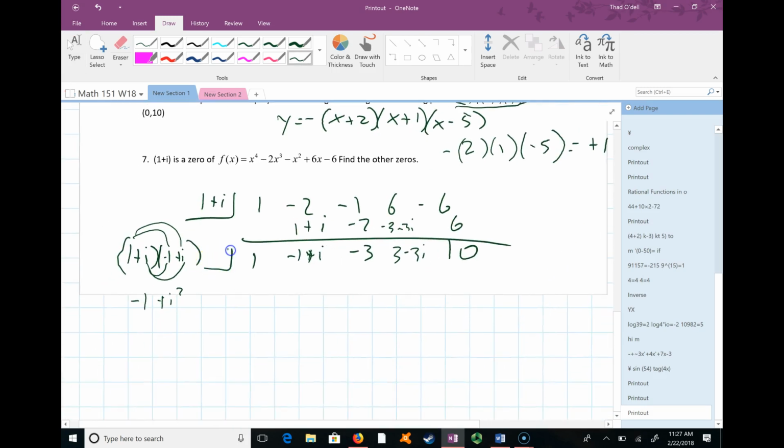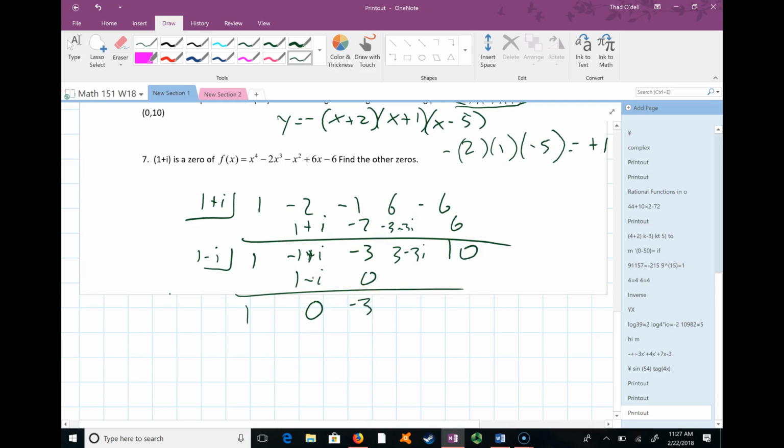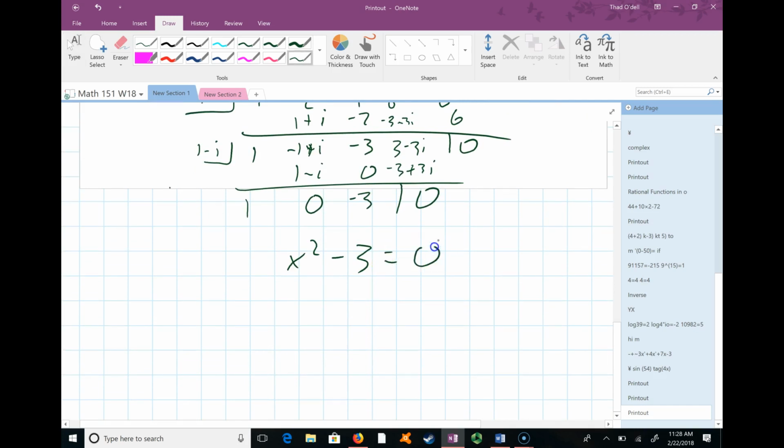And then the other thing you have to remember is that conjugate or imaginary roots come in pairs. So since 1 plus i is a root, 1 minus i would also have to be a root. So I get a 1 down there. What that times that would be 1 minus i, and that gives me 0, which gives me 0, which gives me negative 3. Negative 3 times that is negative 3 plus 3i, which of course is 0. So I'm left with x squared minus 3. And of course, x squared minus 3, if I set that equals 0, I'll find the other roots. So that would be x squared equals 3, which means x equals plus or minus the square root of 3.